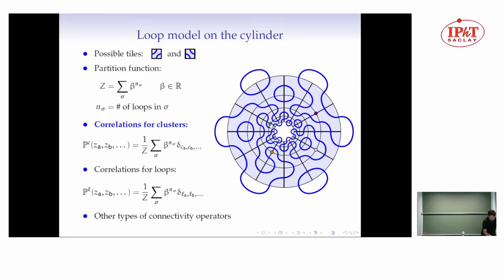So this is one type of cluster correlation, but we could be even more general and say, for example, the green point and the orange point, we want them to be in the same cluster, but in a different cluster than the other two, and so on. But yeah, so that is correlation for clusters.